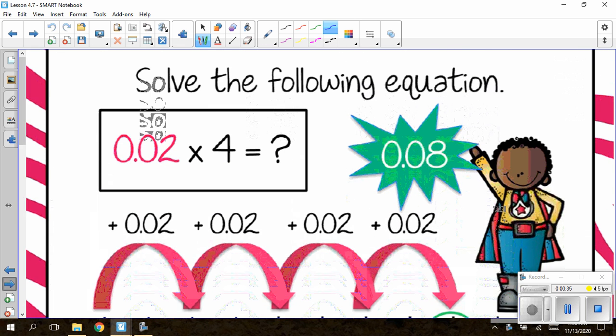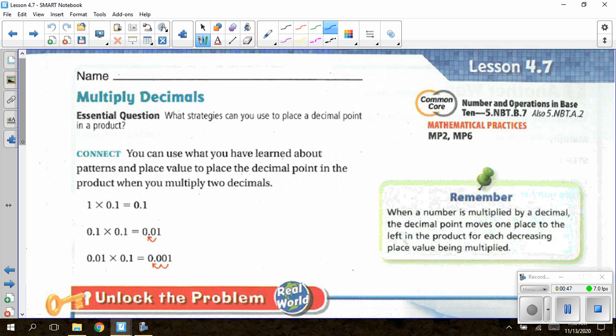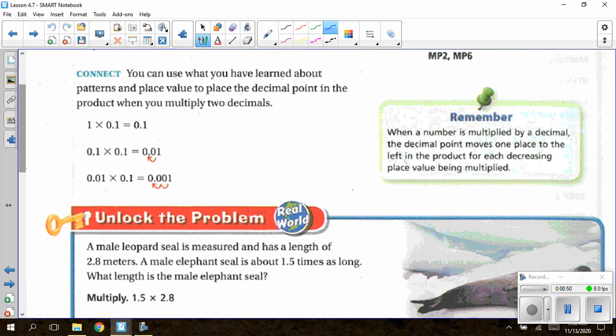So what we are going to be doing today is taking a decimal times a decimal, and our essential question is asking what strategies can you use to place a decimal point in a product? So underneath the connect, you can use what you have learned about patterns and place value to place the decimal point in the product when you multiply two decimals.